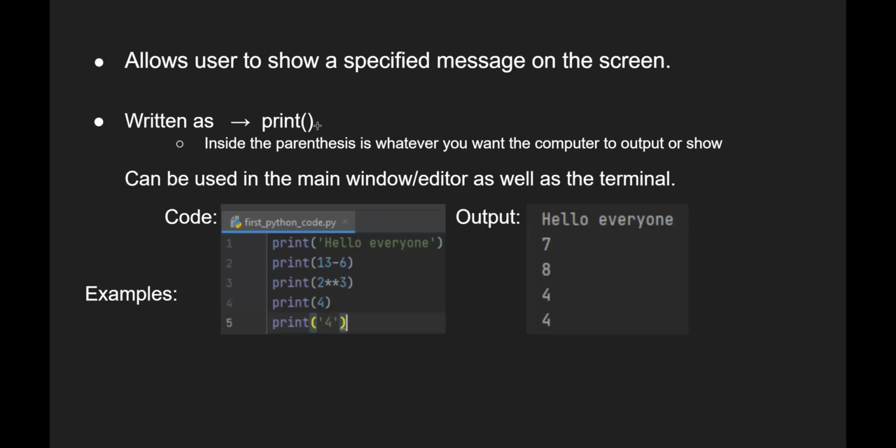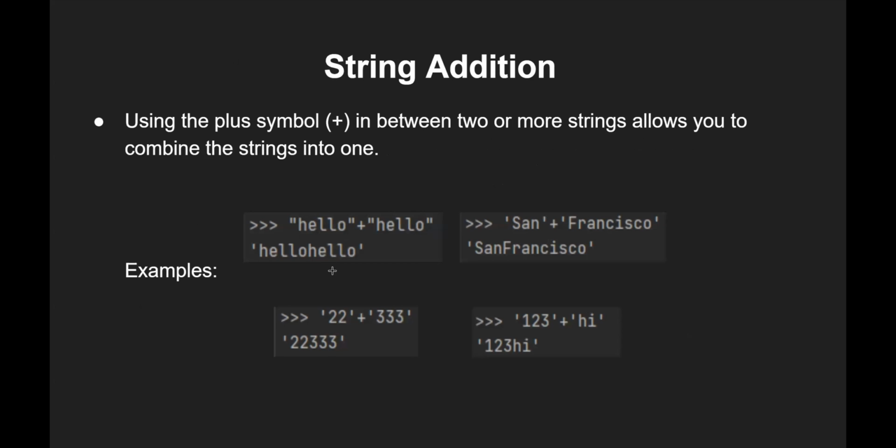Message on the screen using the print function. So you can say print and then whatever you want inside, then it'll output whatever you want. So you can do a string, like an operation inside or anything else. You can add strings together. So like if I said hello plus hello, you get hello, hello.